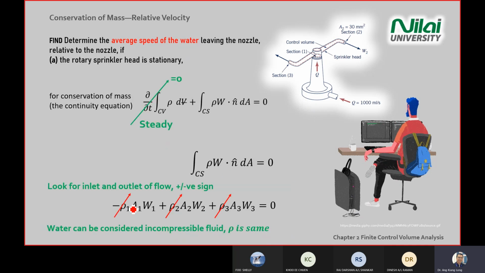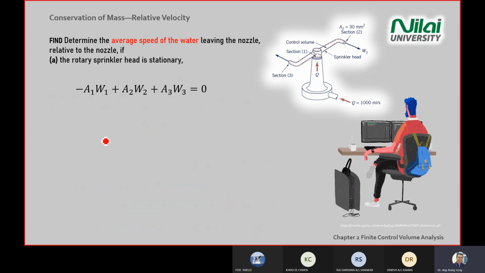So at the end, the last equation here, with the red arrow, I cancel out rho because of water, incompressible, rho same. We arrive at the one on this screen here: minus area 1, relative velocity W1, plus A W2, A W3 equals 0.